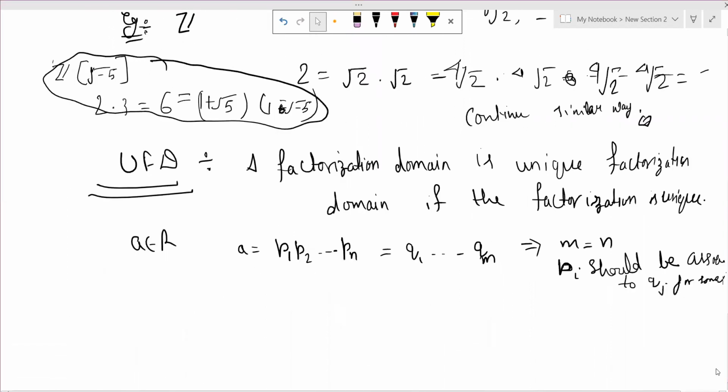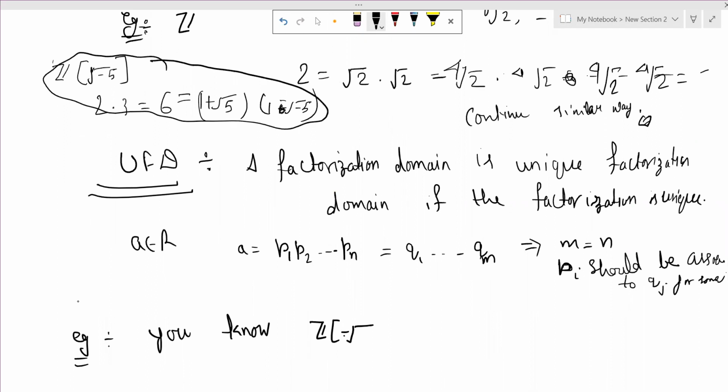You know Z root 5. Okay, example. You know Z root minus 5 is not a UFD. This one you know. So now include it in some field.